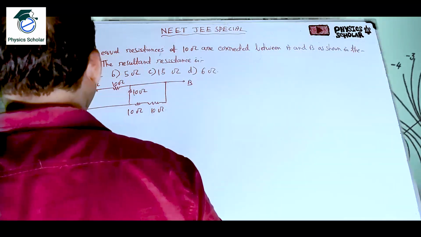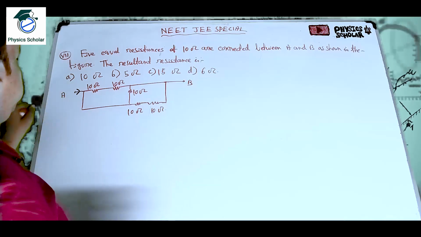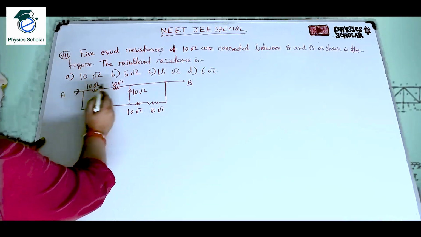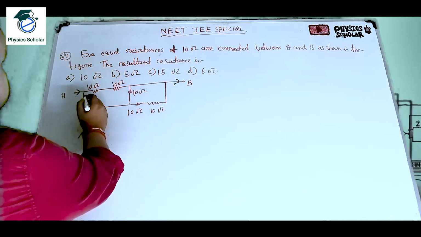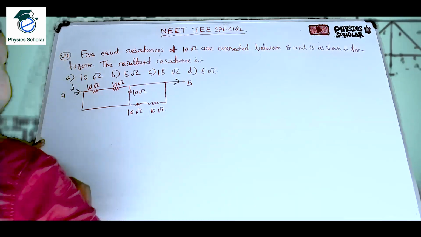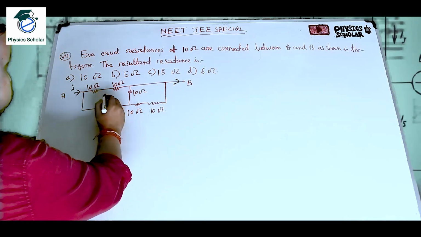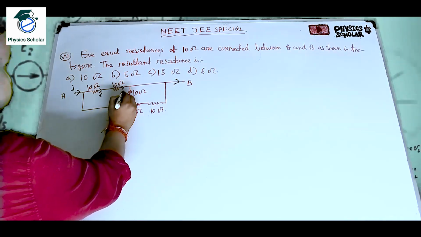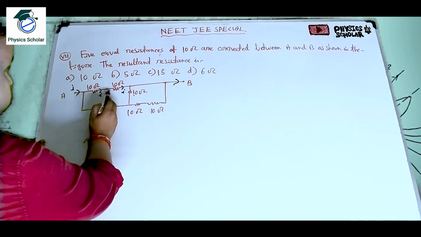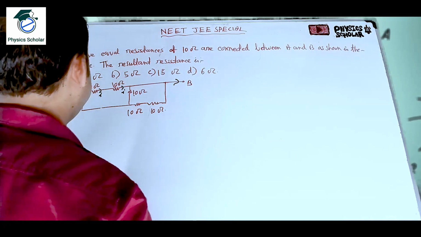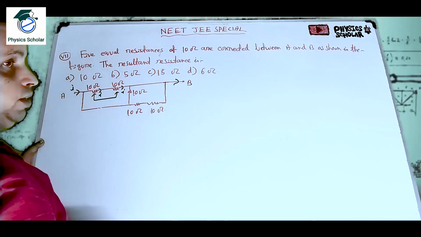Now see, if the current is entering from A and coming out from B, all of you see it carefully. Suppose the main flow of current is I. Clear, no resistance is there, so the same I will be here. So I will come. That means through these two the same current will flow. That means these two are connected in series. Clear. These two are connected in series.